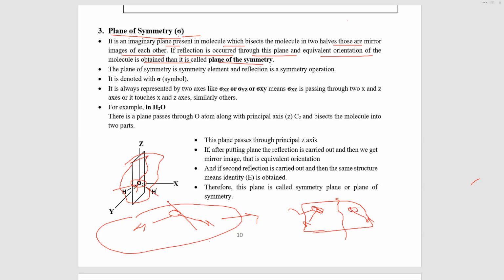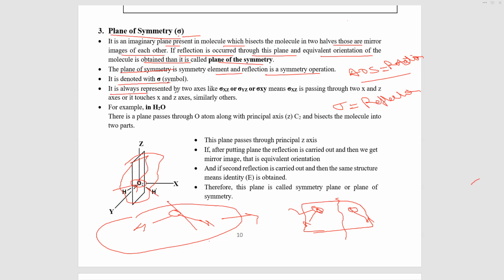Okay, this plane of symmetry is a symmetry element and reflection is the symmetry operation. So when we were talking about axis of symmetry, at that time we considered rotation as the symmetry operation. But when we consider sigma, meaning plane of symmetry, it means reflection. Reflection is the symmetry operation. Okay, so it is denoted with sigma, that is the symbol.